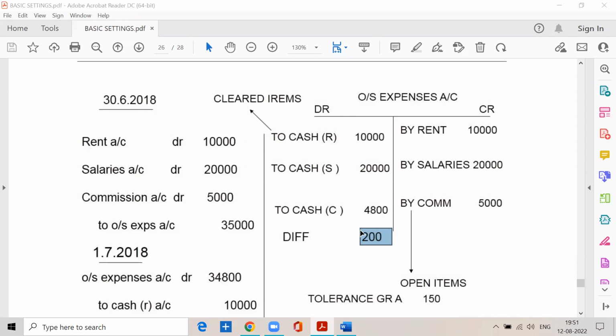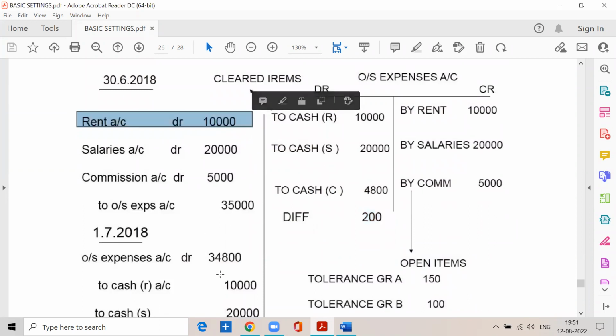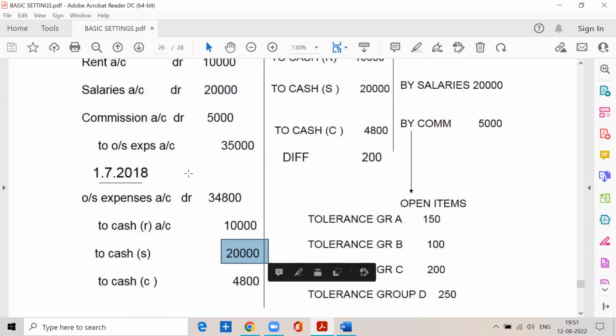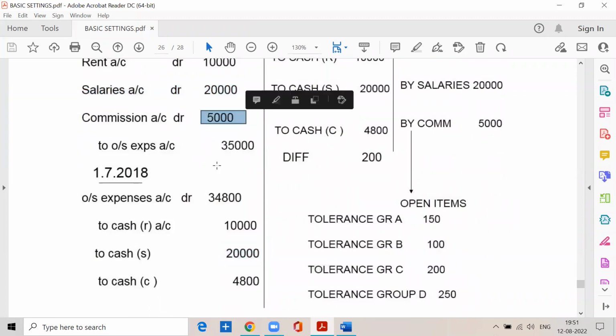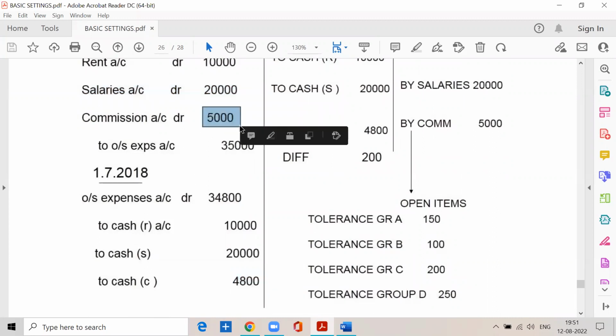For example, we have provided for rent, so we have paid total rent. And you have provided for salaries, so you paid total salaries. But you have provided commission 5,000, but you paid only 4,800. Why? What is the reason for this? The person to whom you have provided a commission of 5,000 rupees came to our office exactly at 5 p.m. on 1st September. So 5 p.m. is the closing hour, and the main cashier has already left the office. I am the junior cashier.